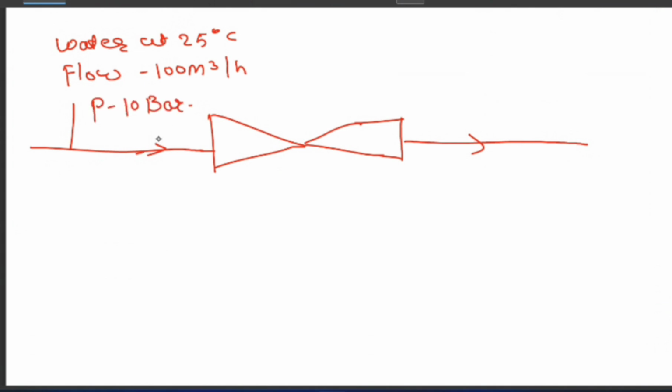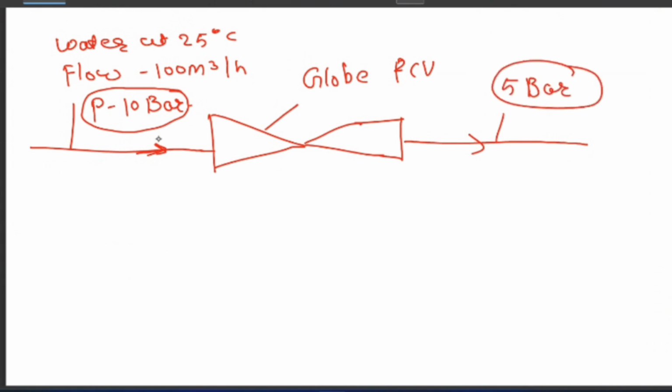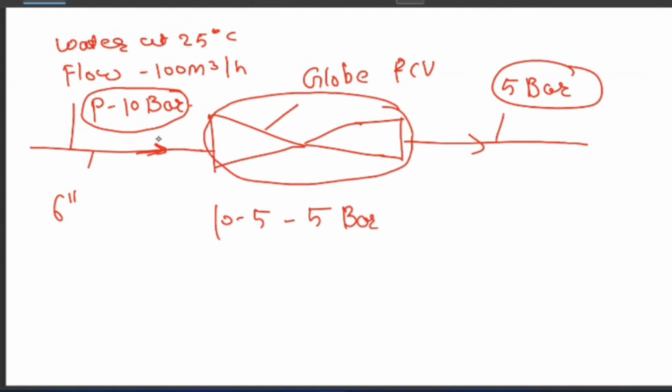To control this flow, we require this control valve. This is a globe FCV, flow control valve. Initially the pressure was 10 bar, and on the downstream side it is 5 bar. So what is the pressure drop here? Can you tell me? It is a 6 inch line. Simply, pressure drop means the pressure reduced in the control valve. So 10 minus 5 is 5 bar. The total pressure loss is 5 bar inside the control valve.